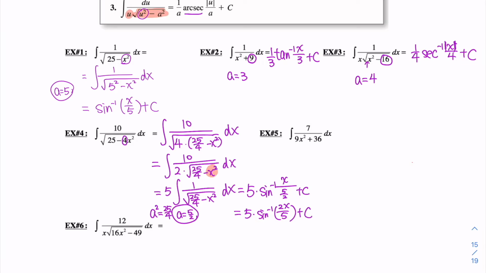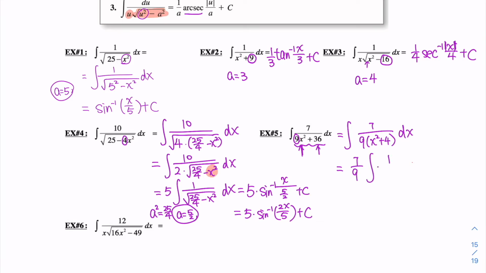Let's look at example 5. In example 5, the coefficient of x squared is not 1, and there's no square root. And if you look, this is a square plus another square, so our answer will be tangent inverse. So first, let's take care of the 9. I'm going to factor 9 out. So 7 over 9 will be moved out.